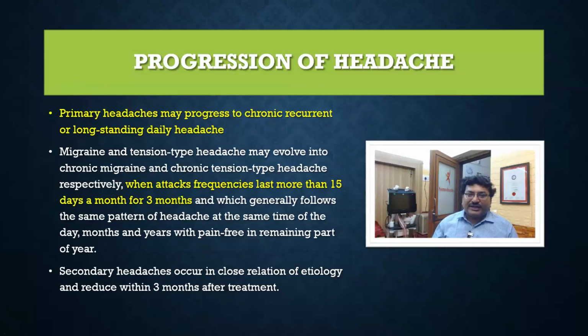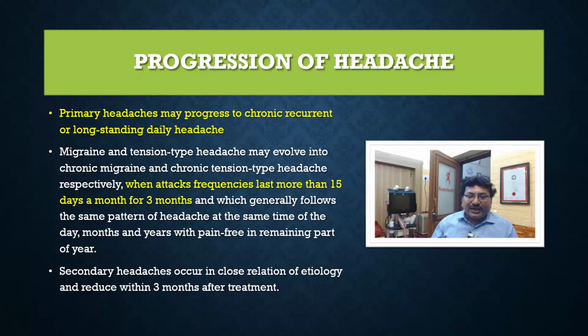Now, progression of the headache. Remember, primary headache may progress to a chronic, recurrent, or long-standing daily headache. Migraine and tension type of headache may evolve into chronic migraine or chronic tension type of headache respectively when attack frequencies last more than 15 days a month for 3 successive months, and which generally follows the same pattern, at the same time of the day, months or years, with a pain-free remaining part of the year. That is more common with migraine and tension type of headache, but it could possibly happen with cluster headache as well.